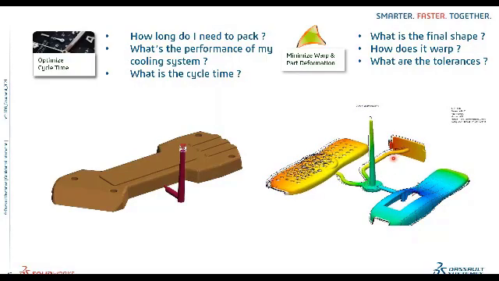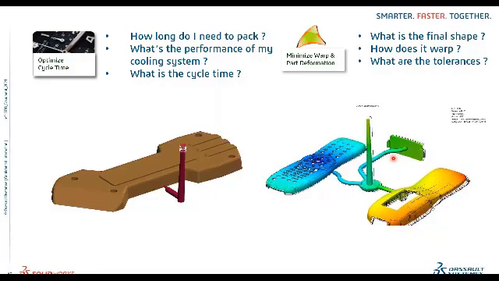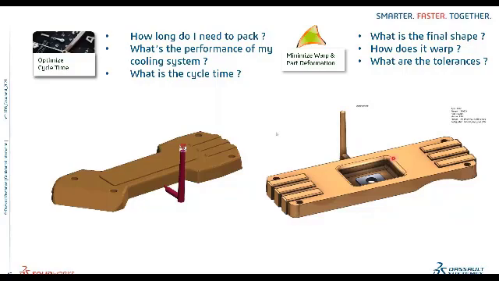So here we can see the warp and the part deformation. These are the two key factors that are hugely problematic for every injection mold engineer. We cannot evaluate what percentage of warpage is going to happen the moment the product cools down. So for that case, we will be able to understand the percentage from the solver with its final shape.